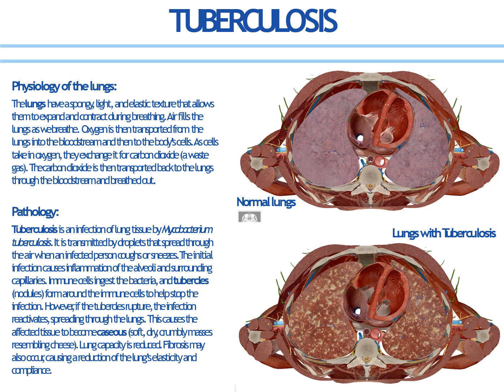However, if the tubercles rupture, the infection reactivates, spreading throughout the lungs. This causes the affected tissue to become caseous, which means soft, dry, and crumbly masses resembling cheese. Lung capacity is greatly reduced. Fibrosis may also occur, causing a reduction of the lung's elasticity and compliance.